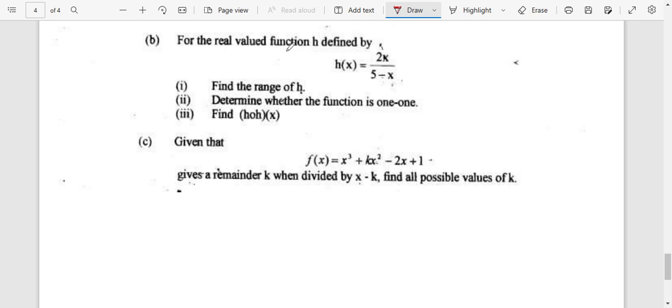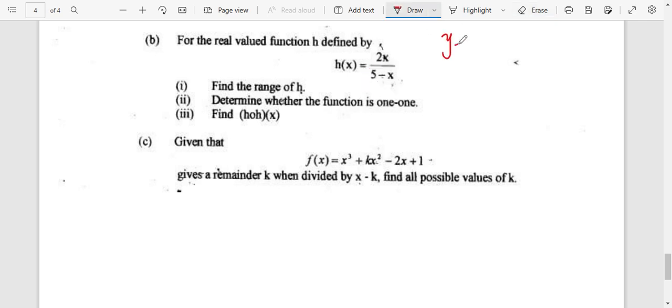Find the real valued function h defined by 2x over 5 minus x. Find the range of h. So if you want, just find the inverse of this function. The inverse you are going to get, if you find this domain, it will be the range of this function. So the domain of this function, you just get the denominator, it can't be equal to 0, meaning that it can be anything but not 5.